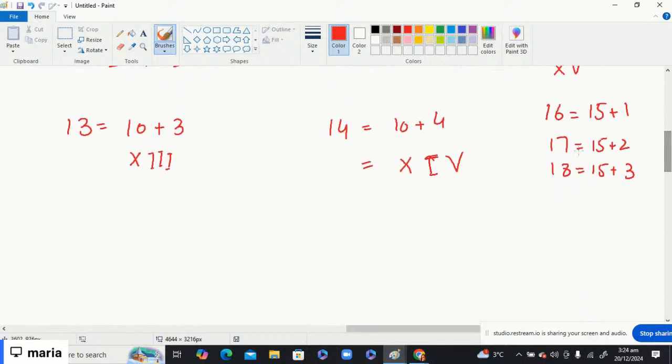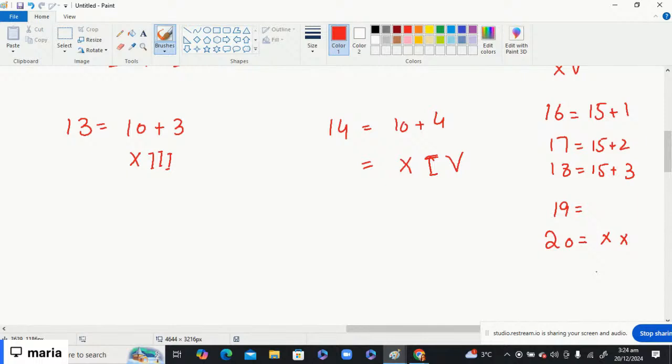Okay, now 19 and 20. 20 is your double X. If you're going to write down the 20 here, it's the double X. It means 10 plus 10. So those are the Roman numerals from 1 to 20.